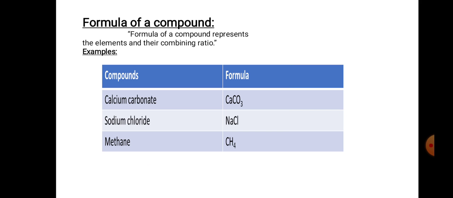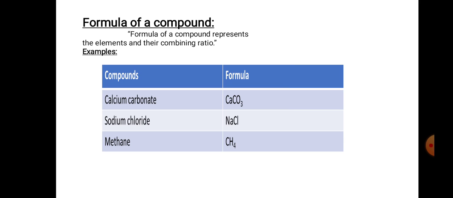Next, formula of a compound. Formula of a compound represents the elements and their combining ratio. It means the formula shows which elements are used for forming the compounds and how many atoms of these elements are used for forming the compound.